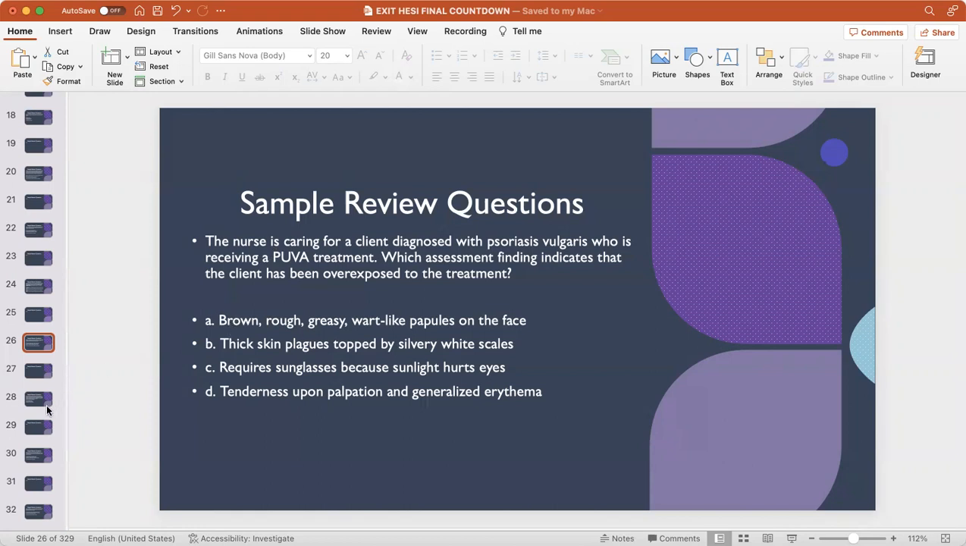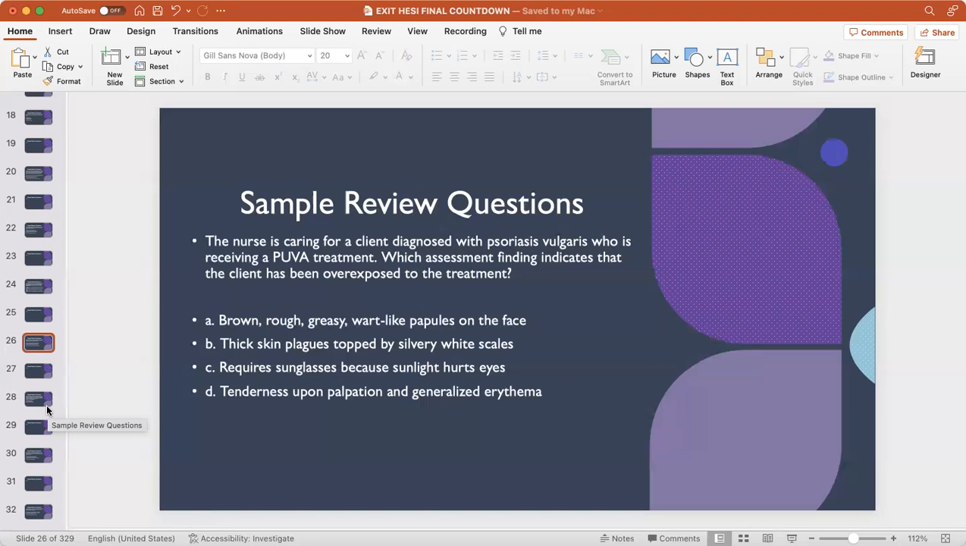But again, how can you break this question down, even if you don't know what PUVA is? How could you use the principles by looking very quickly and going, okay, this and this are directly correlated with one another? Can anyone see that?